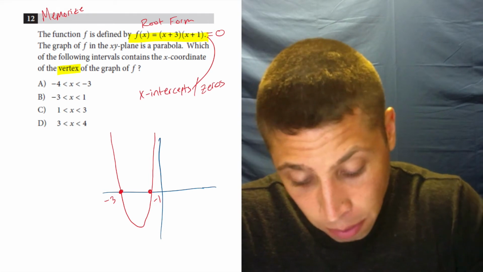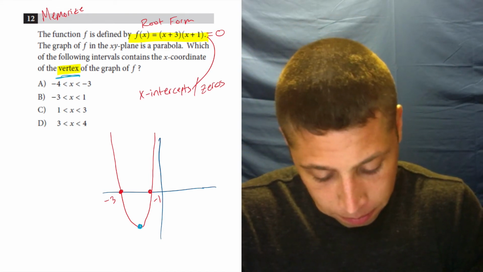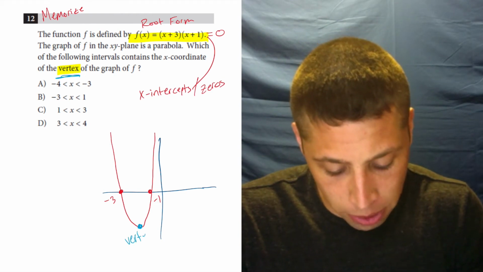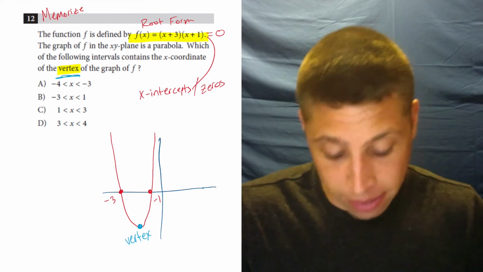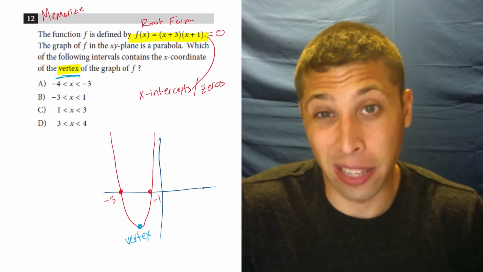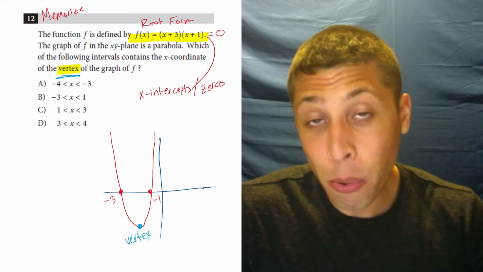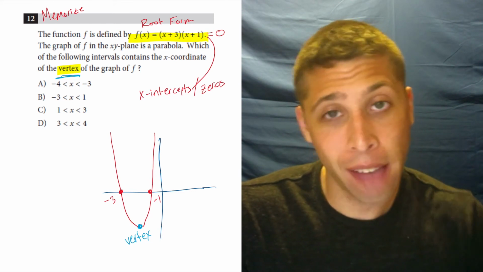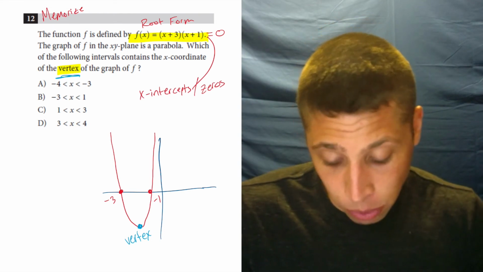And now we need to remember what is a vertex. That's this point. Sometimes it's called the turning point. Sometimes it's called the maximum, or in this case, the minimum. But that's it. That's what we're talking about. It's basically like the middle of the parabola, the part where it turns around. And that point is always halfway between the two x-intercepts. Always.